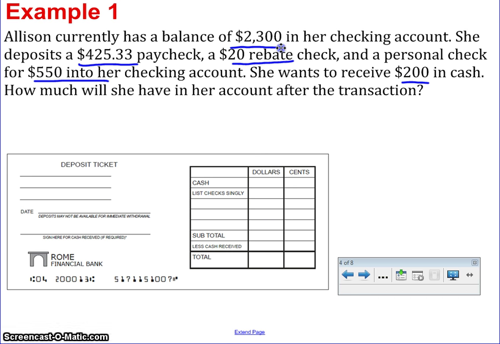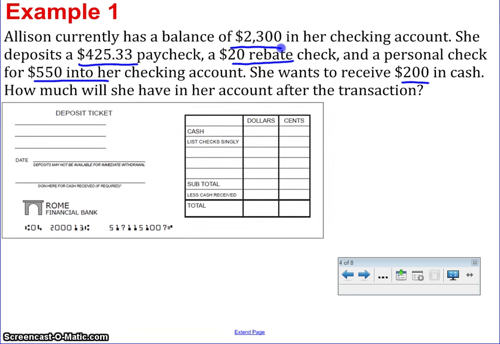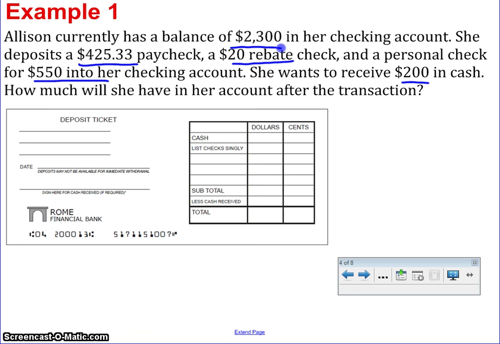Well, the first thing that we're going to do is actually fill out this deposit slip so that we're familiar with how that works. So, up here, we'll say we have Jane Doe. And actually, we don't need to do that. We've got Allison. So we'll say that it's Allison. And today's date is 12/31.